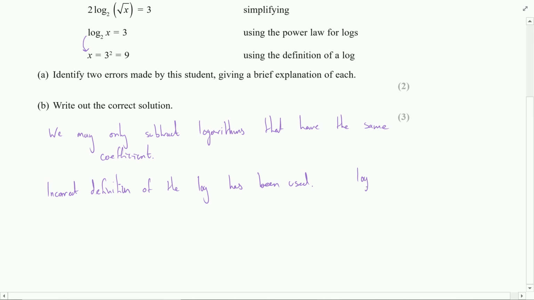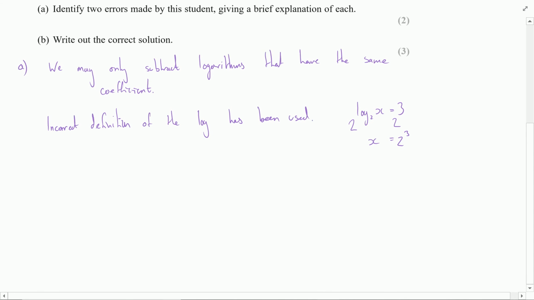Well, log in base 2 of x equals 3 means that if I do 2 to the power of this, 2 to the power of log base 2 will cancel out and I'll be left with x, and this will give me 2 to the power of 3, not as they've stated 3 to the power of 2. So that's what I'm writing down for part A. Bit wishy-washy, vaguely mathematical, and everything will be fine. Write out the correct solution.